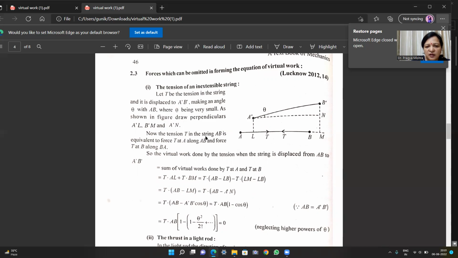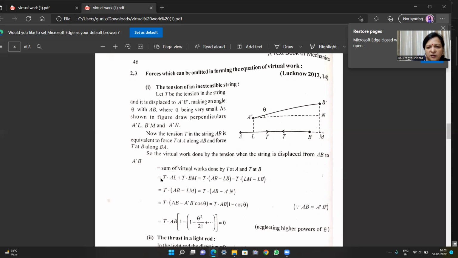Now tension T in the string AB is equivalent to force T at A along AB and force T at B along BA. इस स्ट्रिंग में जो टेंशन है इक्विलिब्रियम पोजीशंस पे स्ट्रिंग में जो भी टेंशन होगा दैट विल बी इक्वल एंड इन अपोजिट डायरेक्शन. तो जो ये T फोर्स है दिस इज अलोंग AB डायरेक्शन, और ये राइट हैंड साइड में जो T फोर्स है दिस इज अलोंग BA डायरेक्शन. Now the virtual work done by the tension when this string is displaced from AB to A dash B dash will be the sum of virtual work done by tension T at the point A and tension T at the point B.